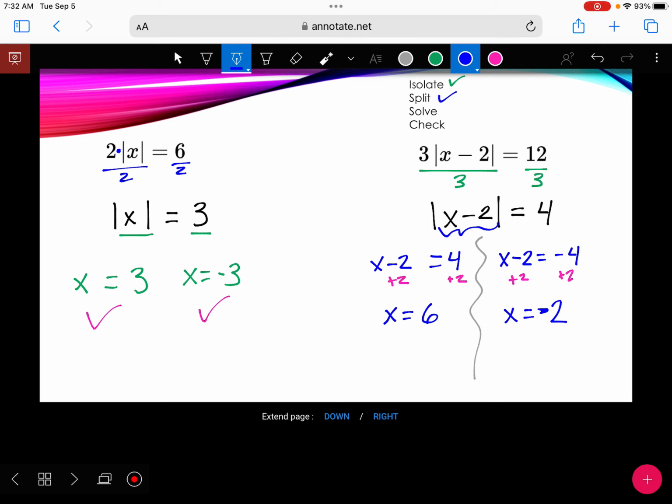How do you know when to add? Because we want to get x by itself. So anything next to x, we want him to kick out. We want him to go away.